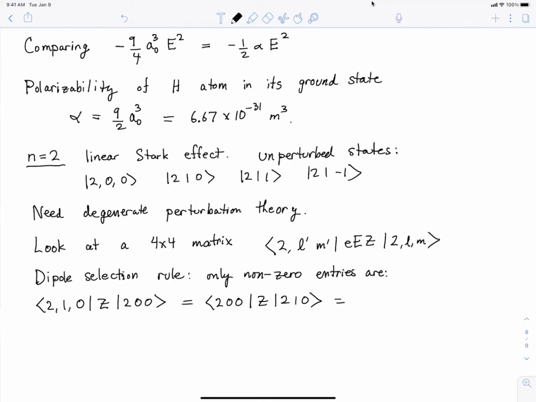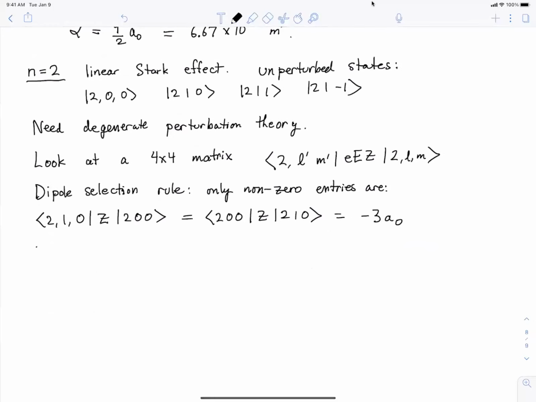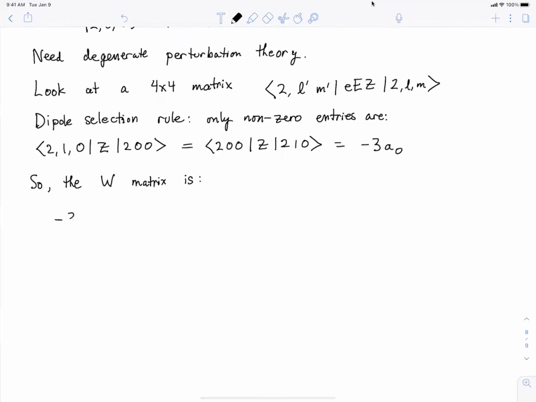Okay, and fortunately, I also already had you do that one for homework. And so we already know that one is -3 times the Bohr radius. All of this is for the hydrogen atom. Okay, and so the matrix representing the perturbation Hamiltonian W is this. So there's a -3 times the Bohr radius, and then we can't forget the factor of little e times big E. Okay, and then the matrix has the form that it's almost all zeros. In fact, the dipole selection rule says all the diagonal things are 0, and there's a 1 here and a 1 here, and everything else is also zeros.